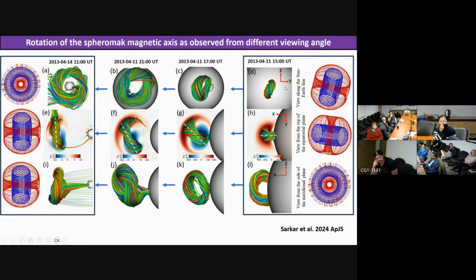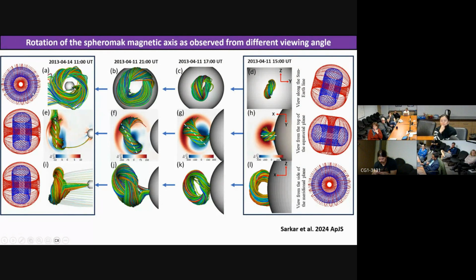So in order to visualize it more clearly, here is the image where I have shown how this structure rotates from its initial insertion phase to 1 AU. You have to follow it from right to left. The rightmost corner shows the spheromak configuration during the insertion phase. Again, I have not plotted all the field lines. The field lines basically mimic the magnetic axis of the spheromak.